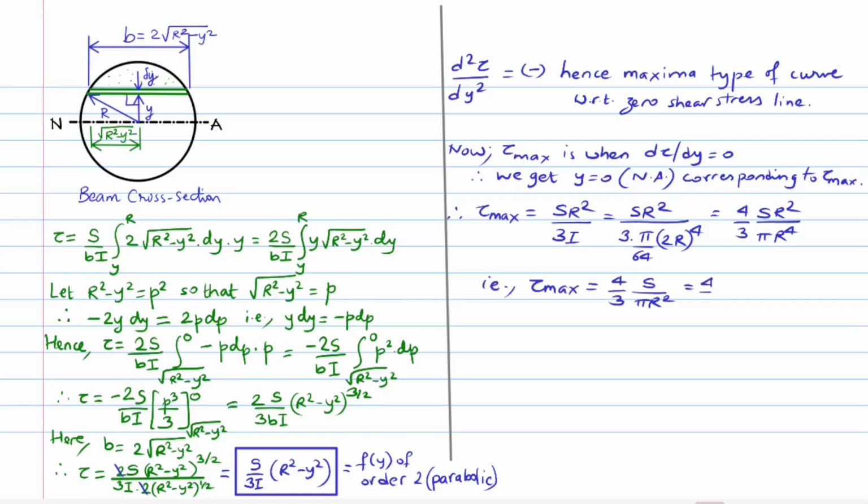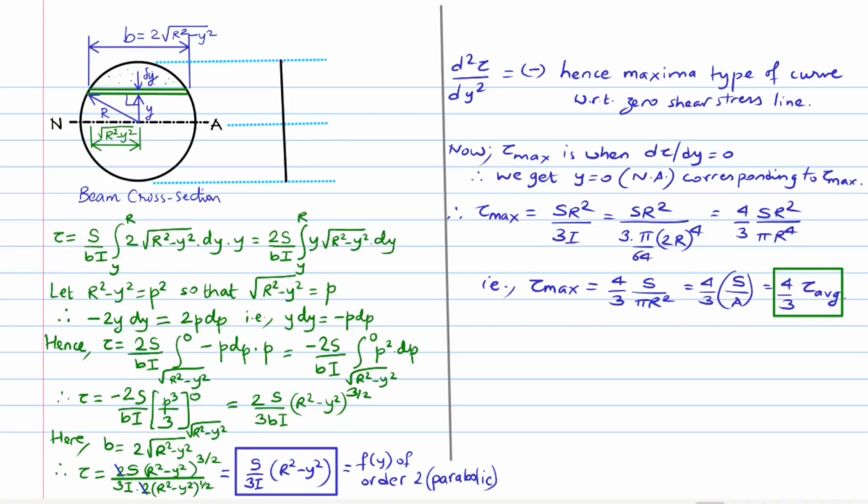Since average shear stress is given by S over area, which is pi r square, hence the maximum shear stress acting on the neutral surface is 4 over 3 times the average shear stress acting on the transverse or cross section of the beam. We plot the distribution of the shear stress in the form of a diagram alongside the beam cross section and label the same.